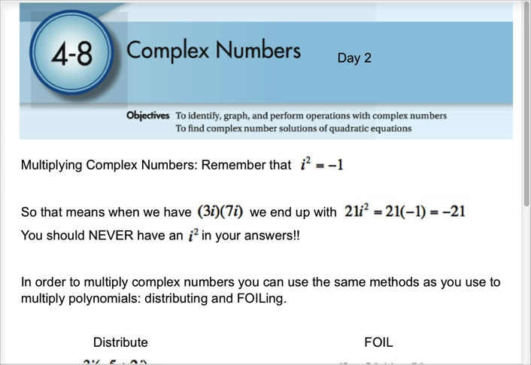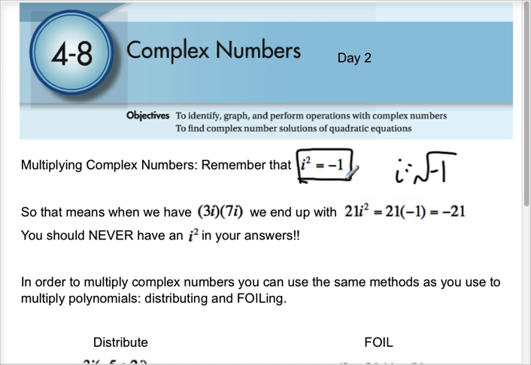Now, I want to draw your attention to the fact, remember, that if i equals the square root of -1, that means if we were to square both sides, we get i squared, and then that i squared would equal -1 because squaring would cancel that square root. So one of the big concepts for today is when we're simplifying complex expressions, realizing that if you ever see an i squared, you should be substituting -1 in for that.